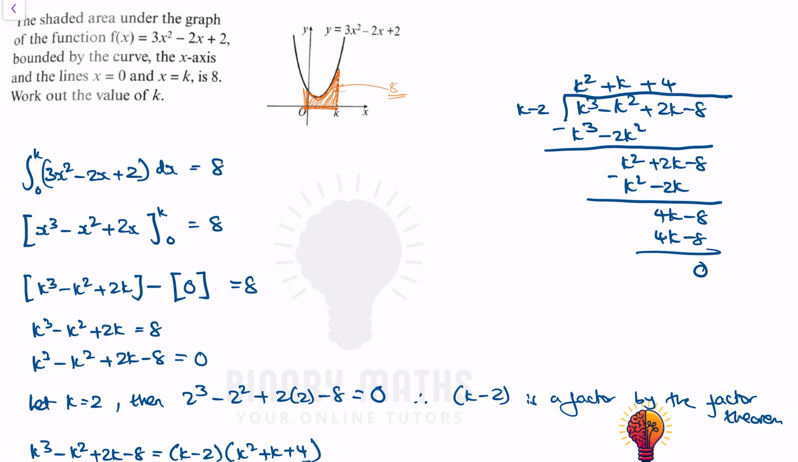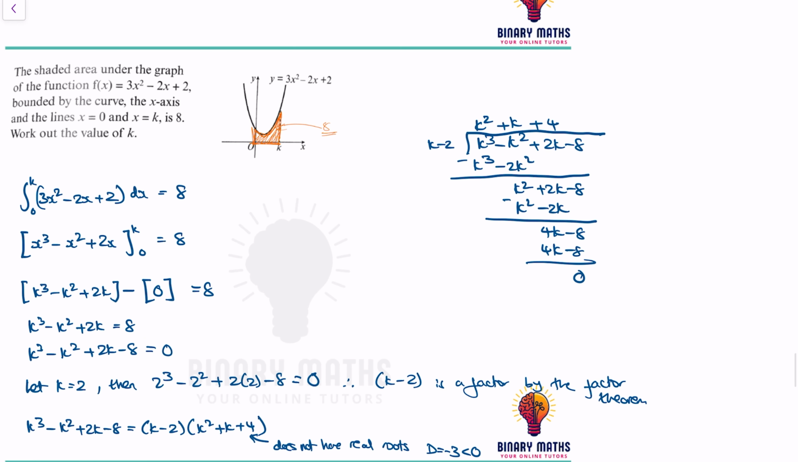Now this does not have real roots, as the discriminant is b squared, 1 squared, minus 4 times 1 times 1. 1 minus 4 is minus 3, so the discriminant is negative 3, which is less than 0. So it doesn't work out. Which means k minus 2 is the only real factor, so k equals 2 is the only real root. Therefore, k is equal to 2.